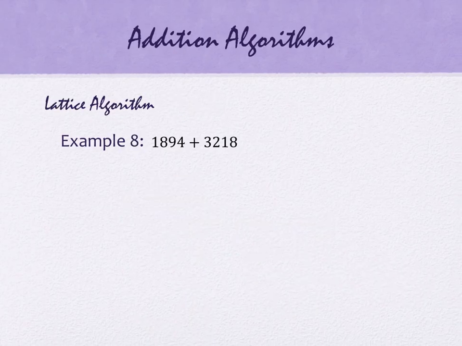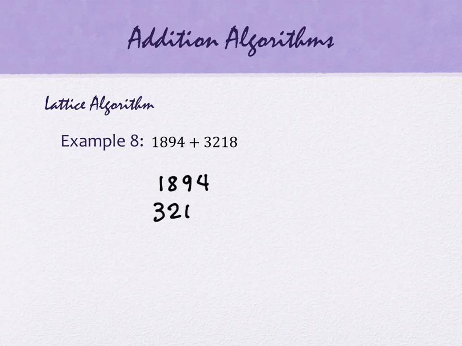Okay, the next one is called the lattice algorithm. It has a counterpart when we get to multiplication that's maybe even a little more helpful. But let me show you what this looks like, and it'll set the stage for what we do later on in a couple of days. So this is 1894 and 3218. I think those are different numbers than we had before.